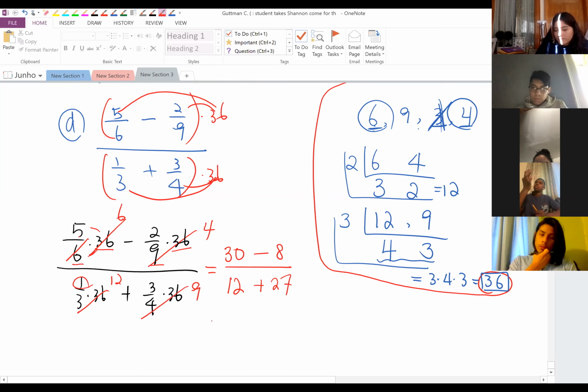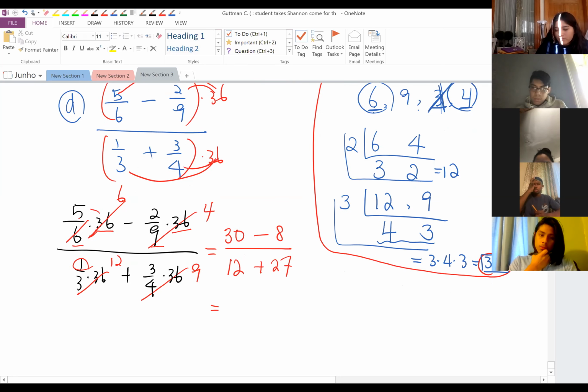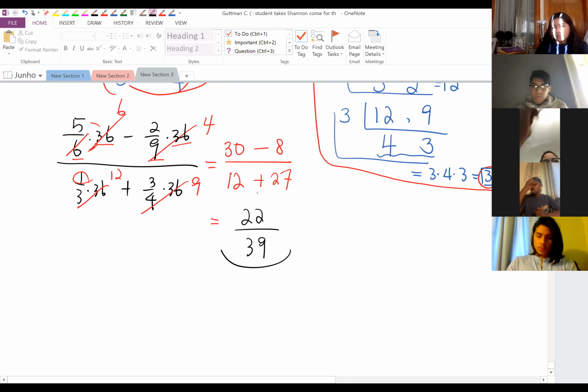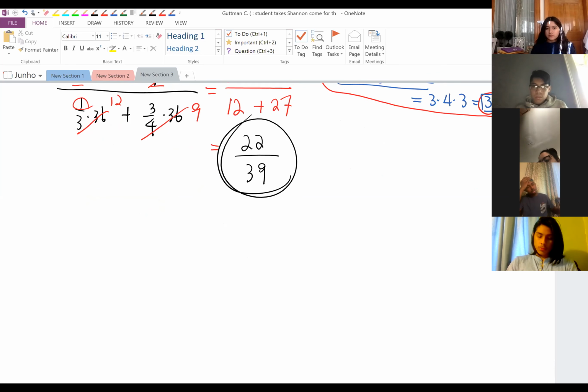Okay. Now we just calculate basic math here. Then 30 minus 8 is 22, and 12 plus 27 is 39. So can you find any common factor between 22 and 39? No. So that should be the final answer for this problem. Okay, then now E.